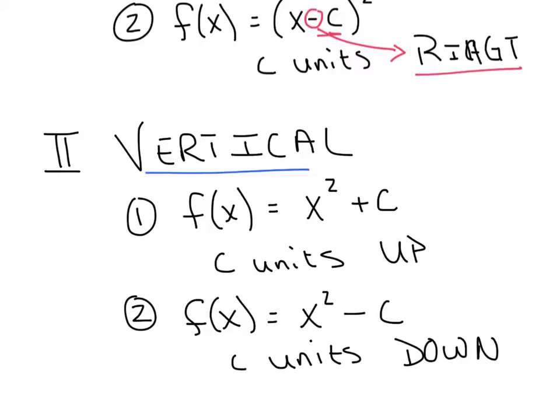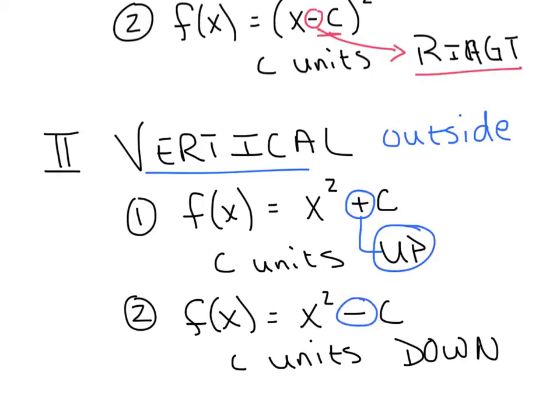So let's summarize this one. Vertical shifts, the c is on the outside of the x squared. It's not on the inside like the horizontals were. If you see a plus sign, you really do go up. If you see a minus sign, just like your intuition leads you to believe, we're going to go down.